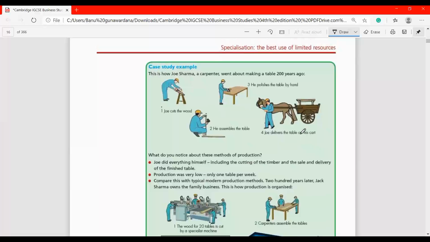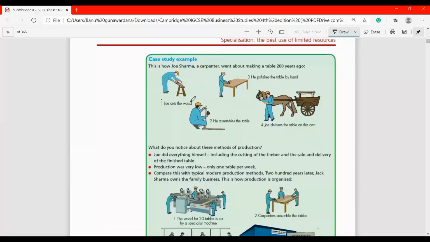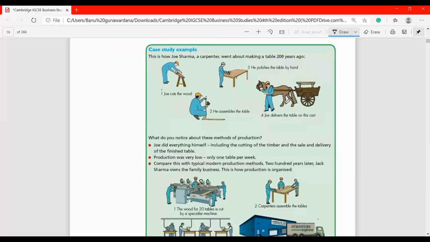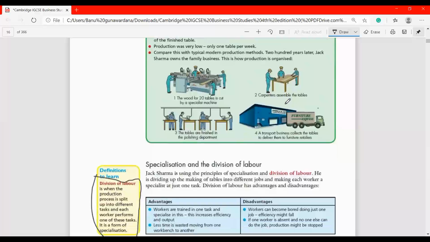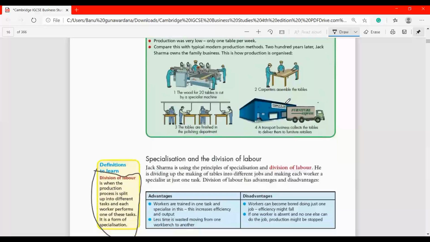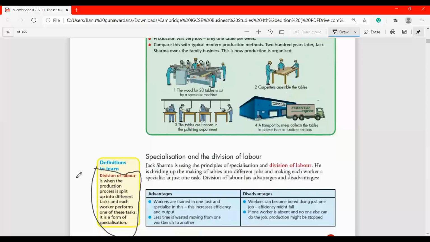So here, division of labor can be done by enabling a certain number of laborers or employees to engage in the process of cutting the wood, another set of employees to assemble the table, another set to polish the table, and of course, the remaining set of employees to deliver the table. So this is also something associated with specialization. In order to create efficiency out of these resources, factors of production, and in order to lead to cost minimization, business organizations will be using division of labor.